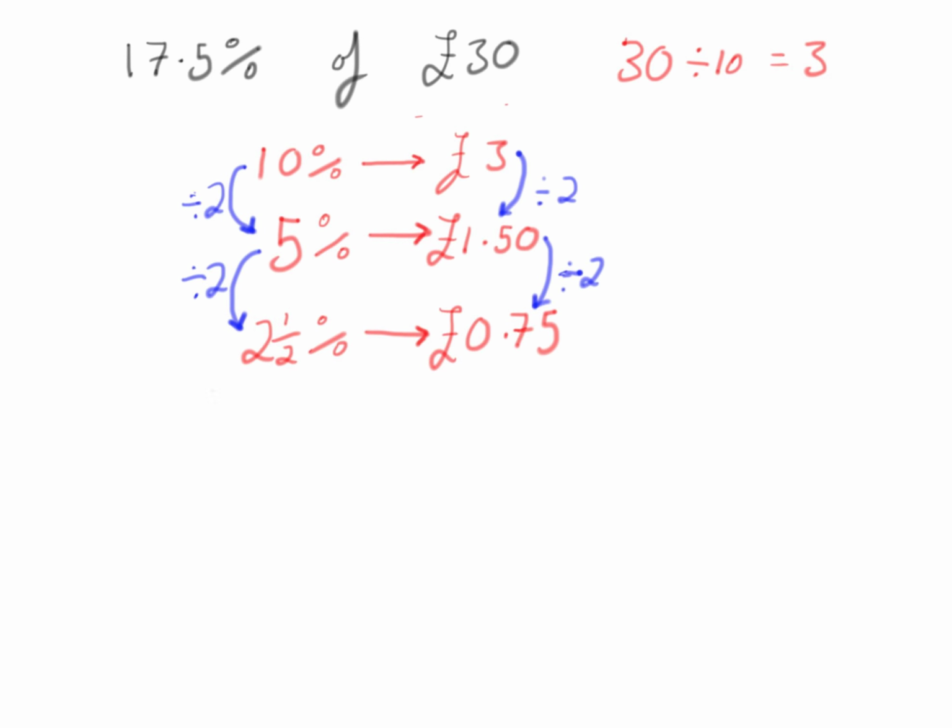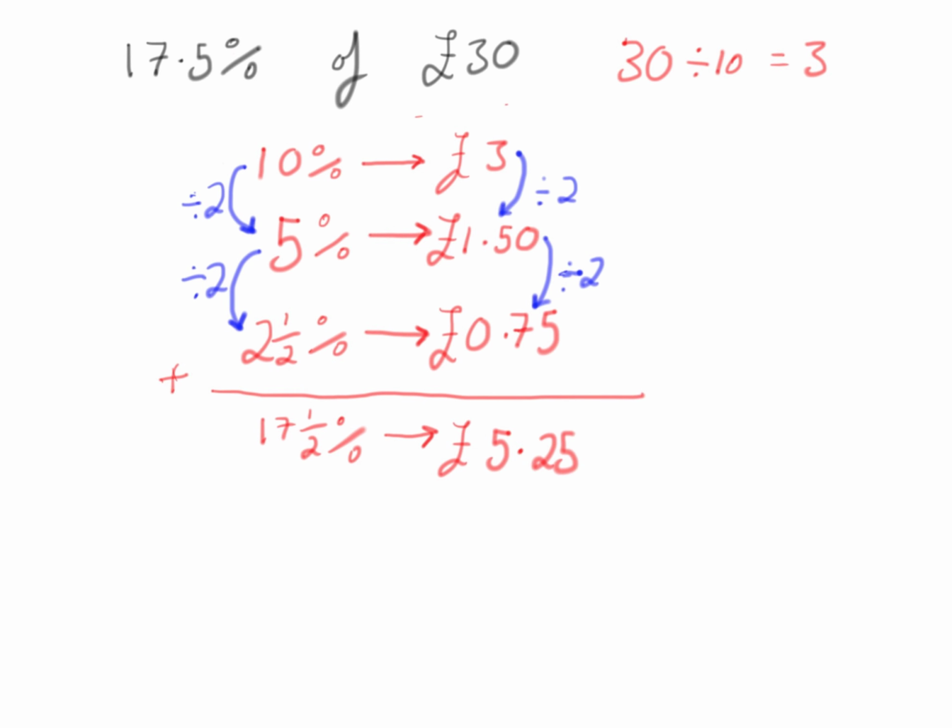Okay, eagle-eyed people have already spotted that 10% plus 5% plus 2.5%, add all of that together, and you get 17.5%, exactly what we're looking for. And so we can just add our amounts here. We can add £3 to £1.50 and 75 pence on top of that. And if we add all of those together, we have £5 and 25 pence.